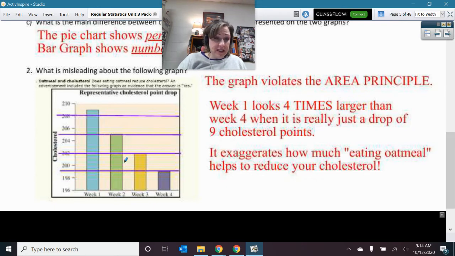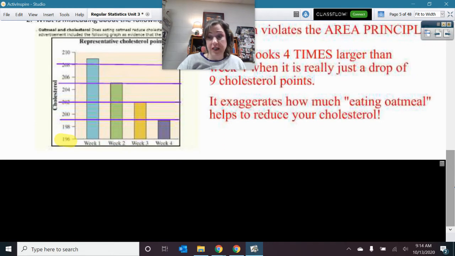The graph violates the area principle. It starts at 196 down here at the bottom instead of 0. So it looks like you dropped a fourth as much, but you really just dropped 9 cholesterol points, which is not a very high percentage at all when you're considering that you're in the 208 range. So it's definitely exaggerating how much eating oatmeal helps to reduce cholesterol.